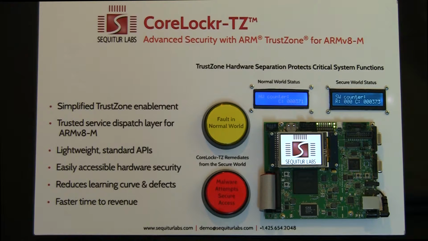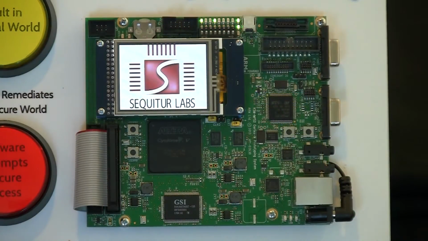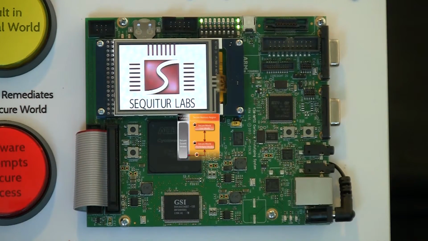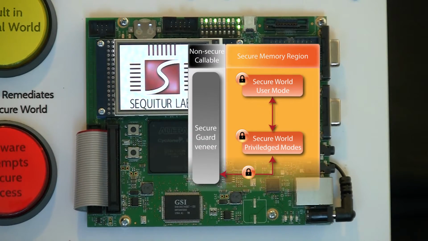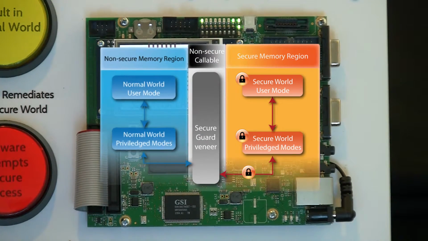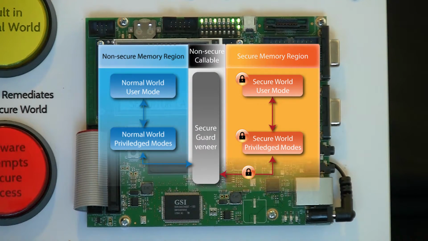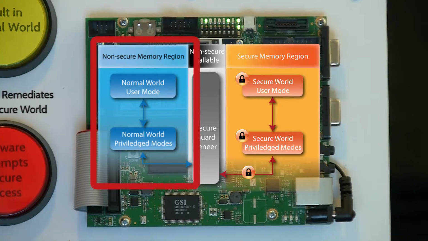The demo shows how such devices can be secured using TrustZone for v8M and how developing the application is simplified using CoreLockr-TZ. Let's first go over the security capabilities of TrustZone for ARMv8-M. Remember that with TrustZone for v8M implemented, the device has two types of memory regions, secure and non-secure. Secure code runs in secure memory. Let's call that the secure world. Non-secure code runs in non-secure memory, or the normal world.